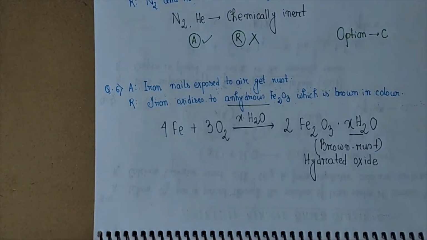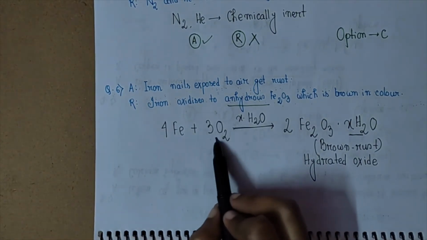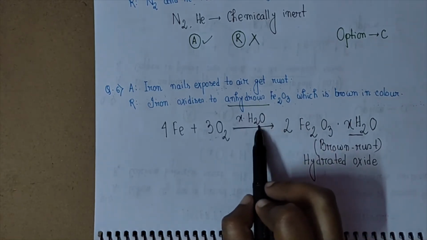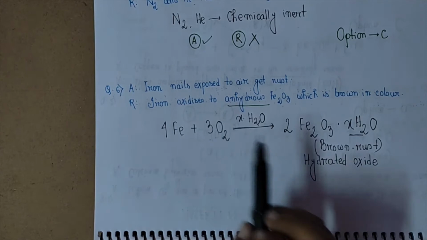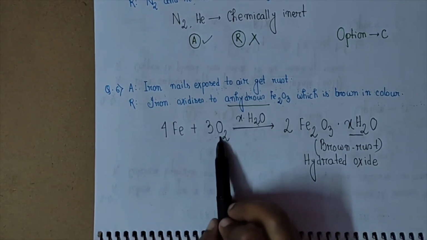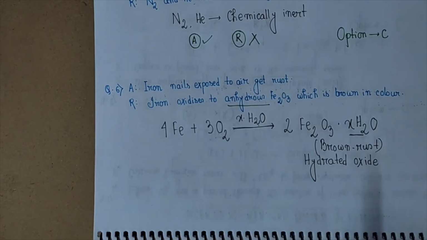And keep in mind one thing: for rusting, both oxygen and the presence of water vapor are utmost required. If any of the conditions is absent, then rusting will not happen. For rusting, both oxygen and H2O are a must.